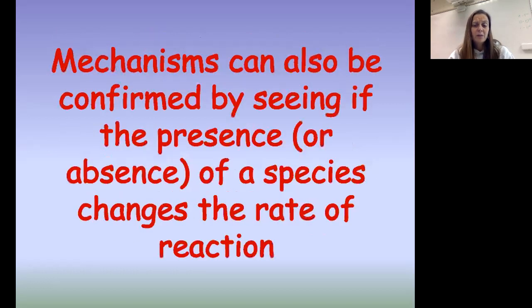They can also be confirmed by seeing if the presence or the absence of a species changes the rate of reaction. So, for example, in the decomposition of ozone, chlorine is a catalyst. Actually, monatomic chlorine is a catalyst. So our mechanism says that chlorine is needed in the slow step. So that tells us that if removing chlorine slows down the reaction, that's a way that we can confirm that mechanism.